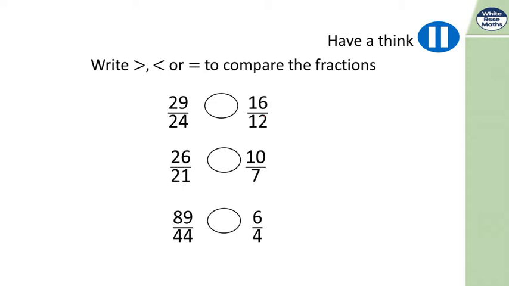Okay, so this is where we pause the video and you have a go at comparing these. Remember, to compare them, you need to make either the denominators or the numerators the same. So what can you do to those denominators or numerators to make them the same? And if we just quickly look at the first one, you can't change 16 to make it equal 29 by timesing or dividing. However, you can change 12 to make it equal 24 by timesing. So have a go at those. Pause the video, have a go at them.